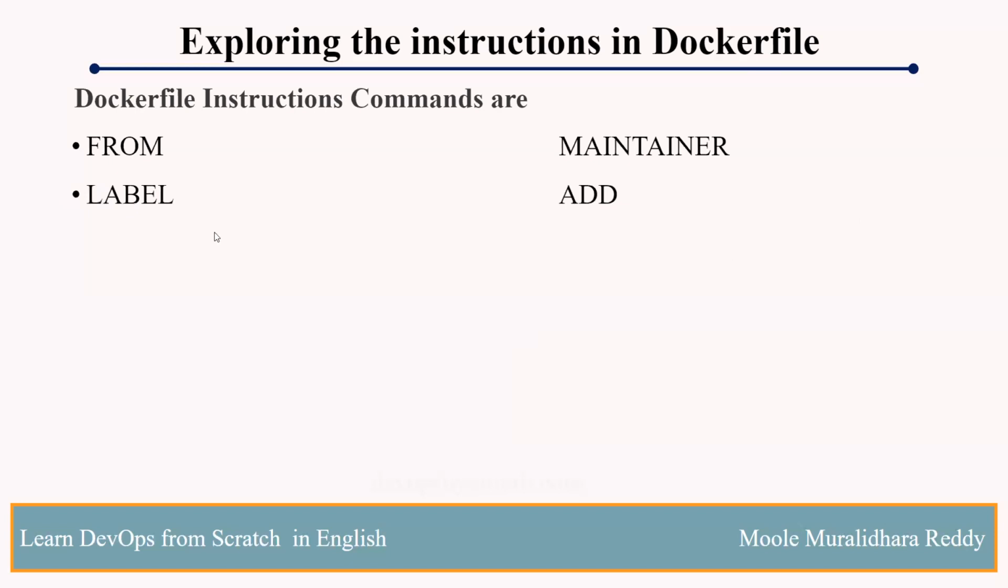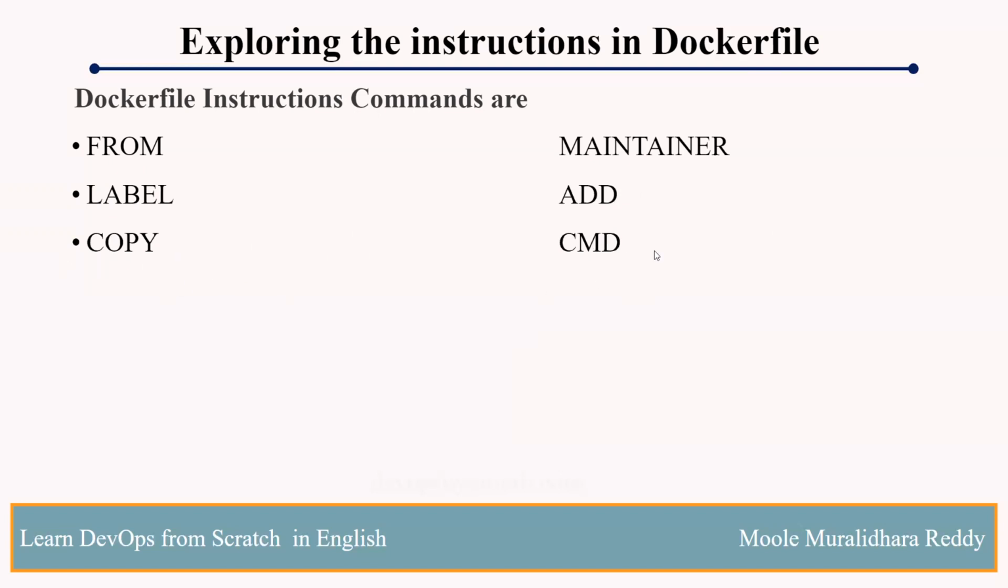Next one, LABEL. If you want to define any labels, you can use the LABEL instruction. ADD instruction: if you want to copy from your local to the particular Docker image, you can use the ADD instruction. We can also use the COPY instruction for the same. ADD and COPY are the same, with a little bit of difference. Later I will show you.